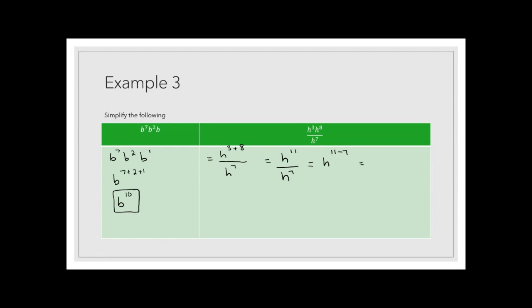And then 11 minus 7 gives you 4. So our final answer is h to the 4th. So we had to do this in multiple steps. And since it's an expression, you can go to the right as long as the left side is equal to the right side and everything is equivalent.